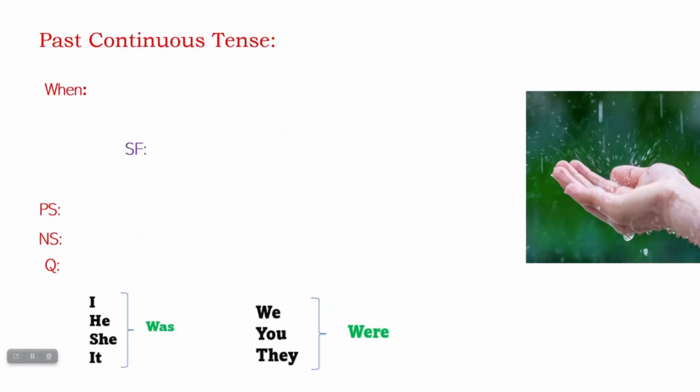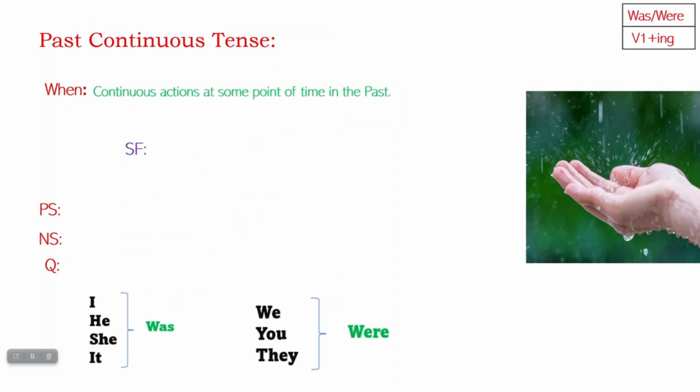Past continuous tense. When talking about continuous actions at some point of time in the past, sentence formation, subject plus was or were plus verb in ing form plus object. Sentence, it was raining yesterday at this time.